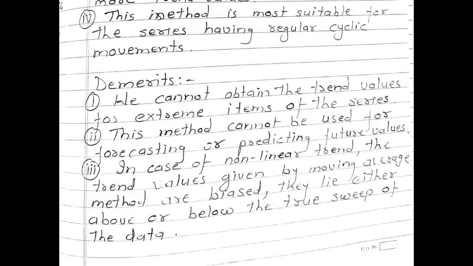See the demerits. First demerit, we cannot obtain the trend values for extreme items of the series. Second demerit, this method cannot be used for forecasting or predicting future values. Third demerit, in case of nonlinear trend, the trend values given by the moving average method are biased. They lie either above or below the true sweep of the data.